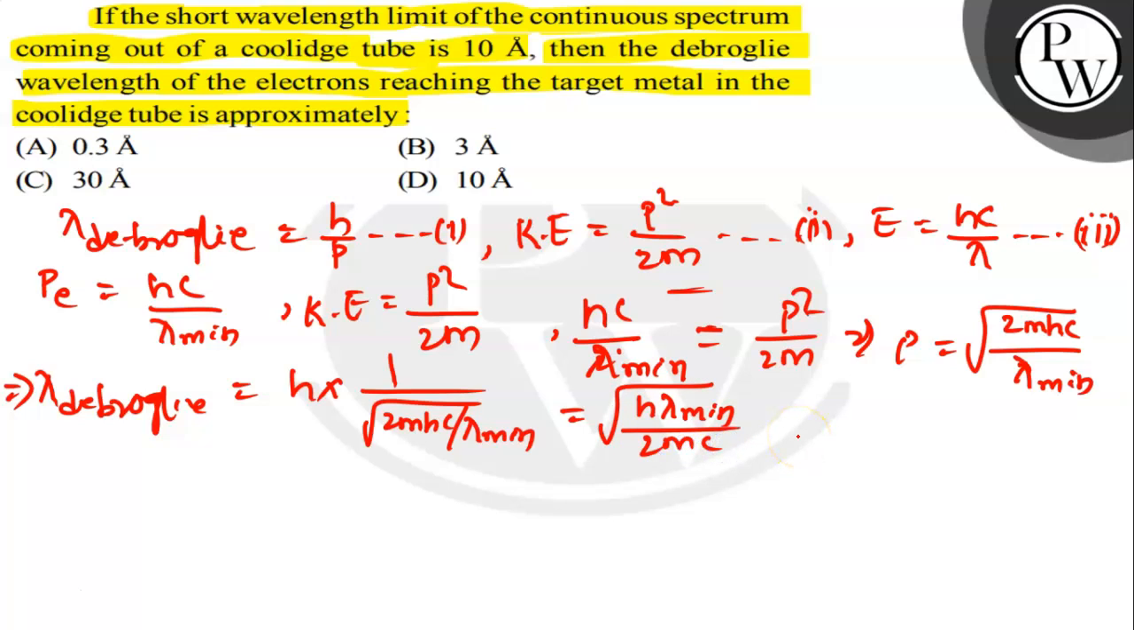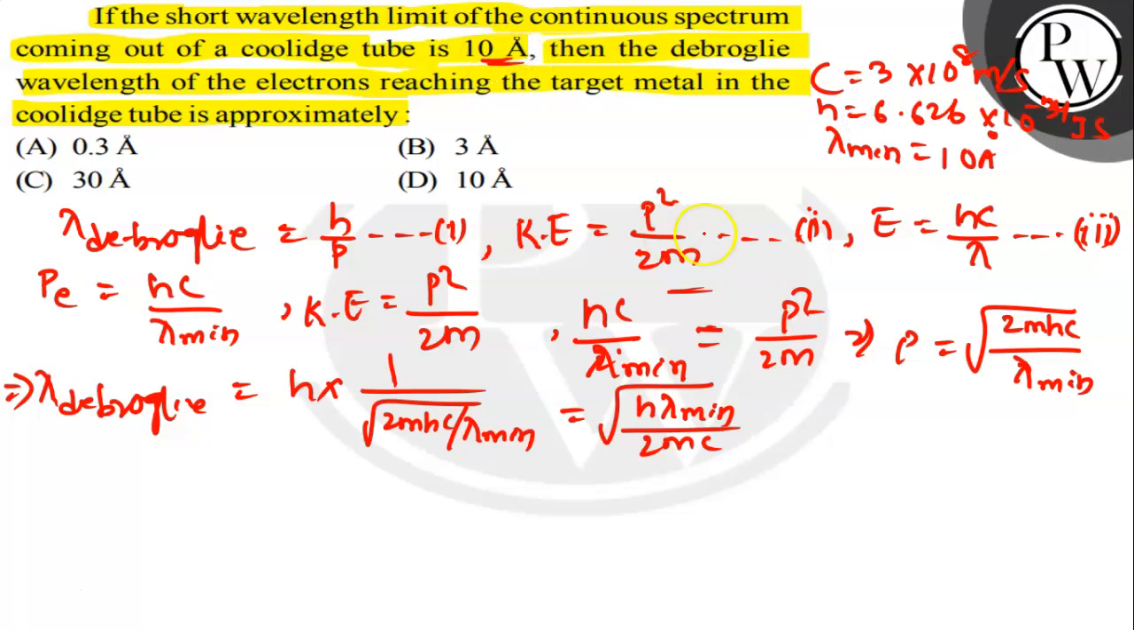We know the following: c is equal to 3 into 10 to the power 8 meter per second. h is 6.626 into 10 to the power minus 34 joule second. Lambda minimum is 10 Angstrom, which is given here. m is equal to 9.19 into 10 to the power minus 31 kg.